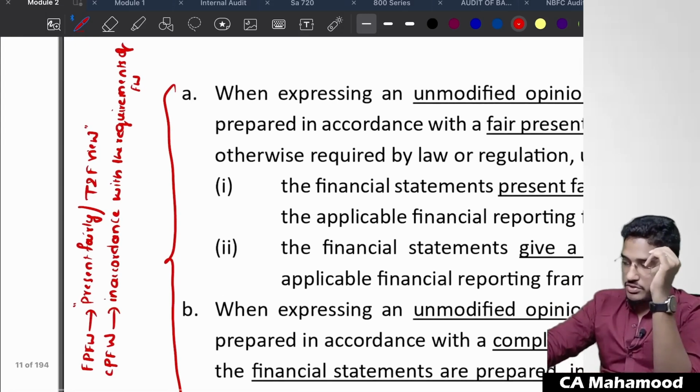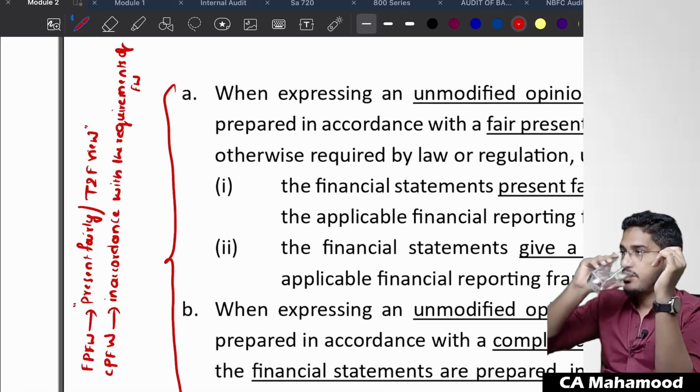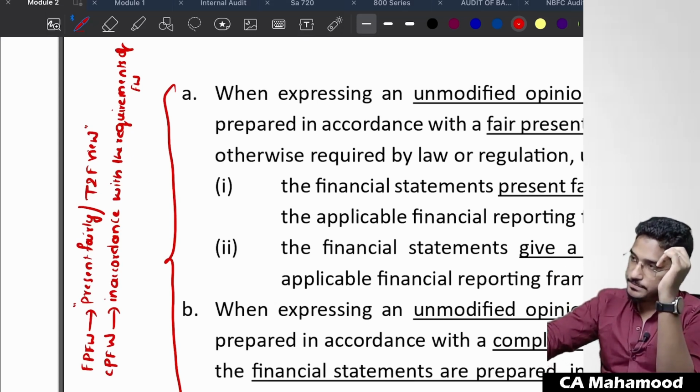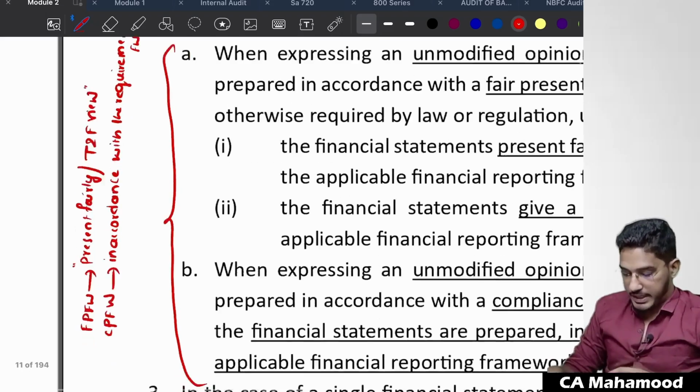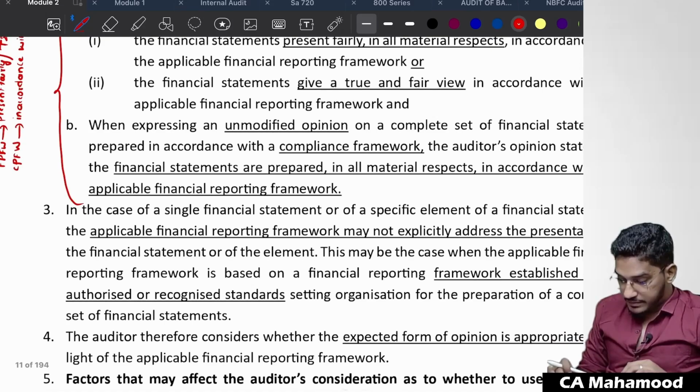Or else quickly take a screenshot. I will proceed further. Right, next, coming to the next one, what they say here.